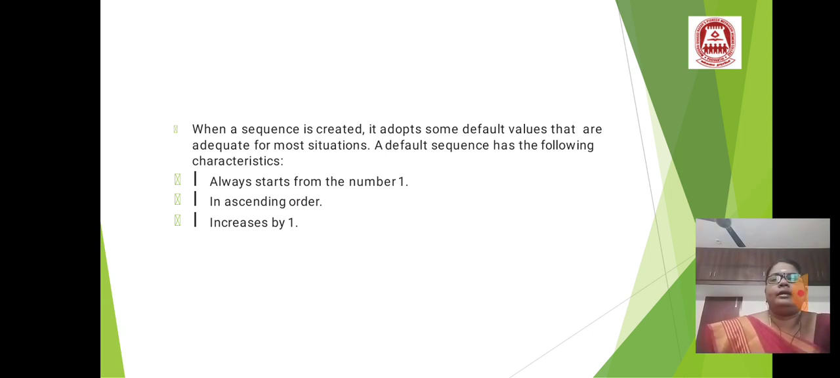So the characteristics of a sequence are listed here. When a sequence is created, it adopts some default values. It has the following characteristics. It always starts with the number 1 and it is in ascending order. For every iteration or every call, it is increased by 1.